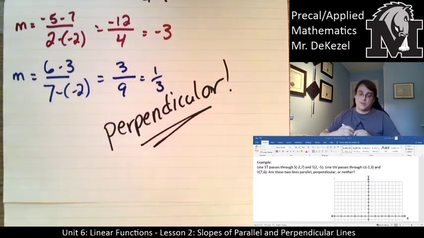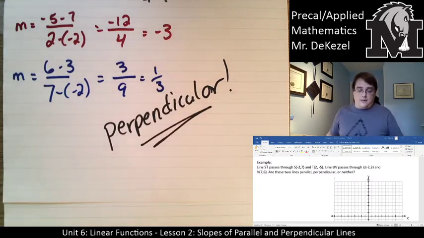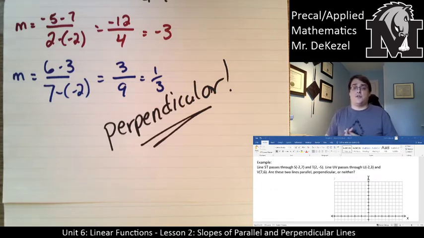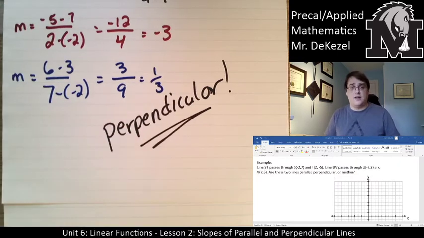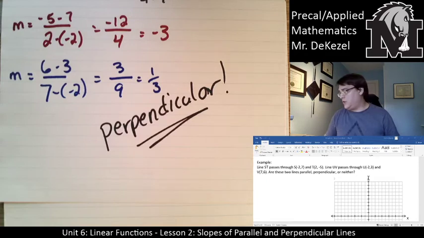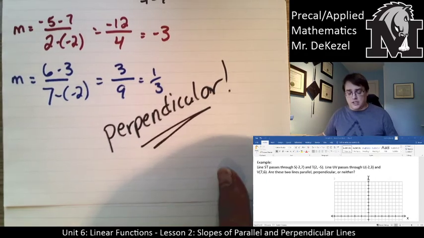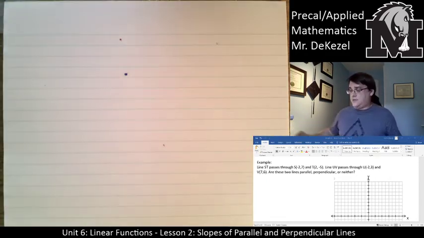Excellent. Good for us. So, drawing the lines on the graph and then calculating their slopes to find out how they relate to one another. You can also count to check your work, but I want to see something like this so that I know that you know what you are doing. I'm not just looking at the graph. Let's do the next one.